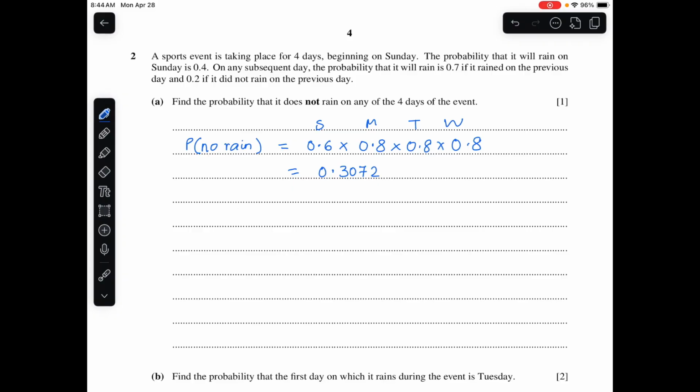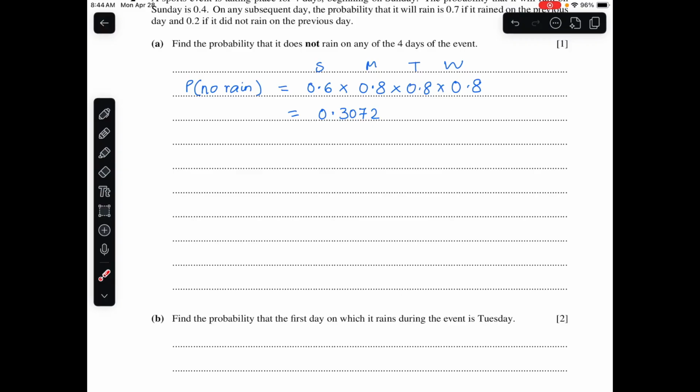Here, you do not round because it's asking for the probability, so it has to be an exact value. Yeah, so you could write it as 192 over 625. That is also acceptable.